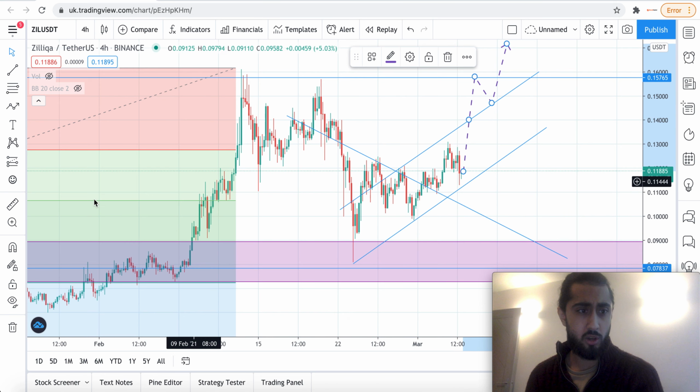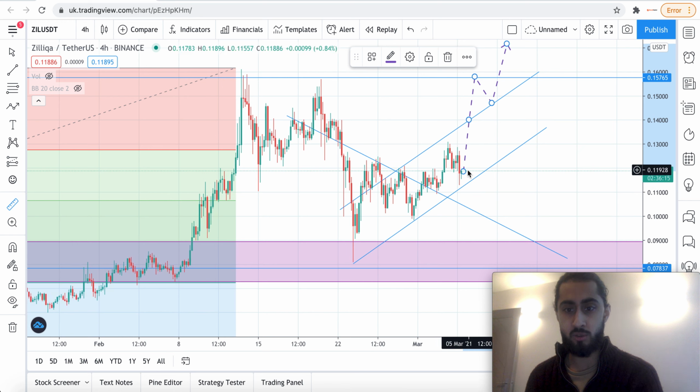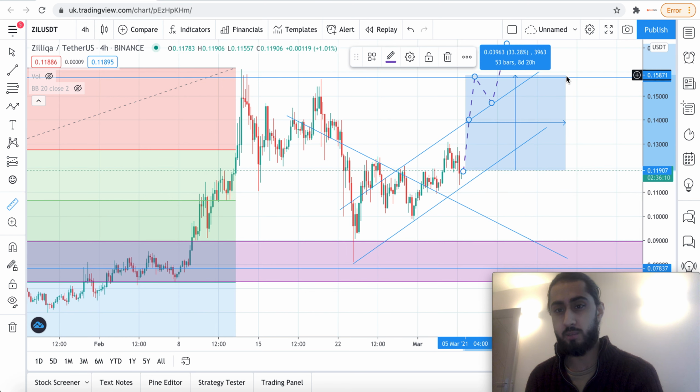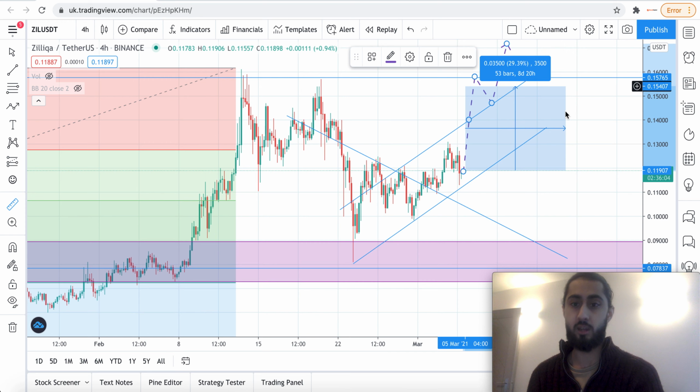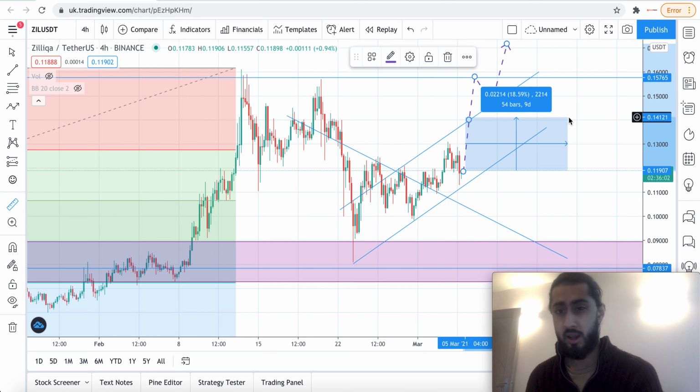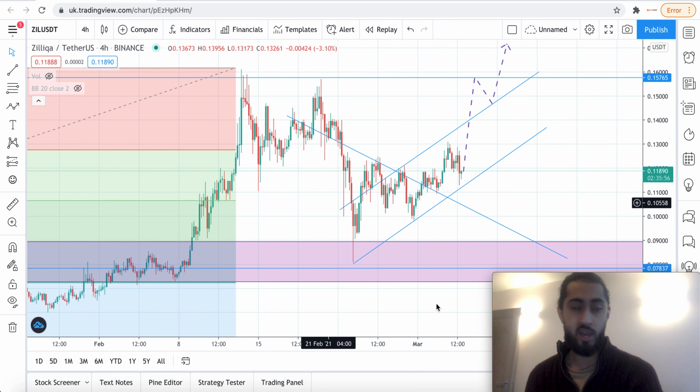So let's just have a look at what sort of profits you could expect. If you get in around now at this region, you can expect about a 30 to 35% gain there, which isn't anything huge, but it's still a decent little return on whatever you put in, and a 19% gain here. Okay, so that's scenario A, that's a bullish scenario.